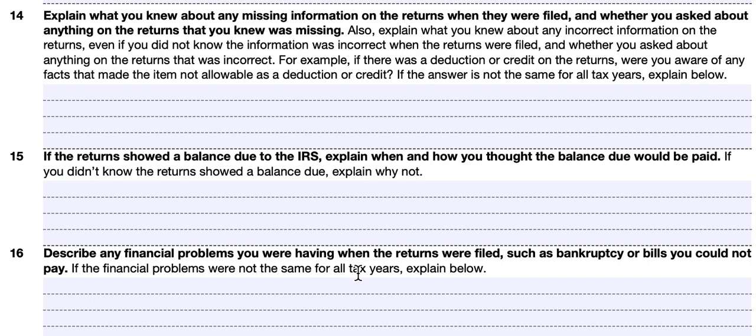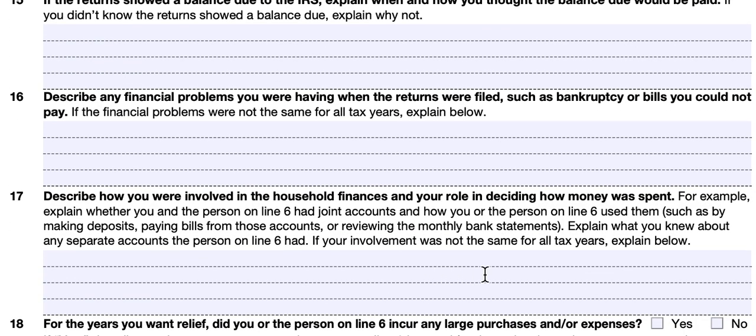Line 16, describe financial problems that you might have been having when the returns were filed, such as bankruptcy, bills that you couldn't pay, any kind of financial problems. You need to list them down. If they differed from year to year, then you're going to need to explain what changes in those circumstances happened from year to year. Line 17, were you involved in the household finances? Did you have joint accounts? Did you know whether or not the other person used those accounts? Did you know about any separate accounts that they might have had?